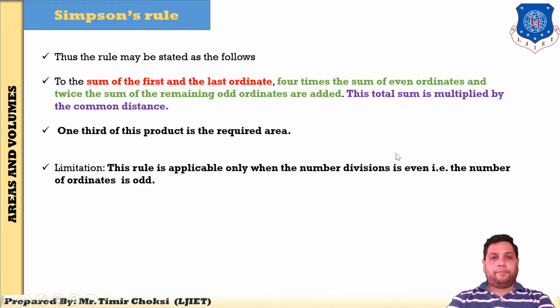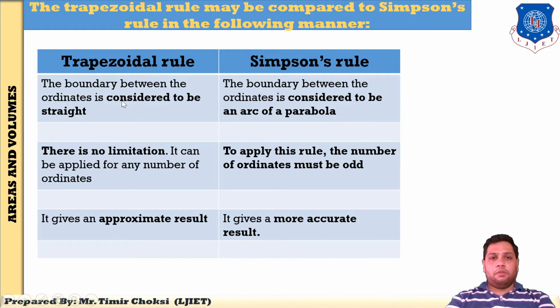Answer is odd. Now, what is the difference between the trapezoidal rule and the Simpson rule? In the trapezoidal rule, the boundary between the ordinates is considered straight. Here it is considered a parabola. There is no limitation for the trapezoidal rule, but to apply Simpson's rule the number of ordinates must be odd. The trapezoidal rule gives an approximate result, and Simpson gives a more accurate result, because here the boundary is joined in a curve form. So this is the difference between the trapezoidal rule and the Simpson rule.